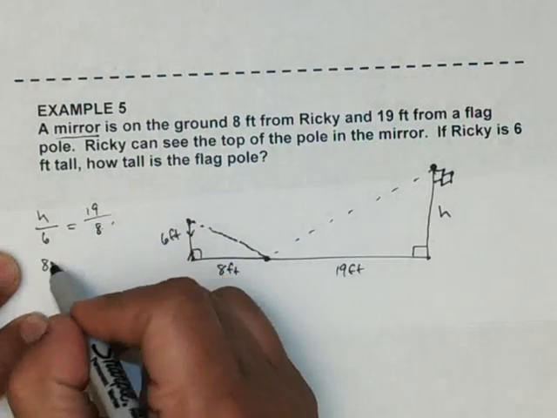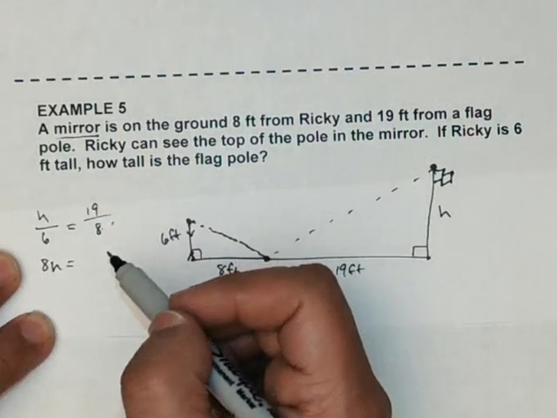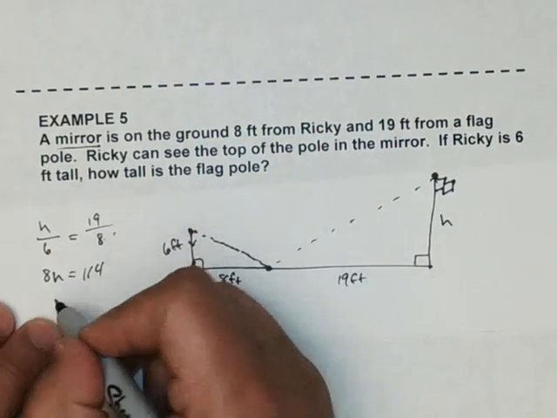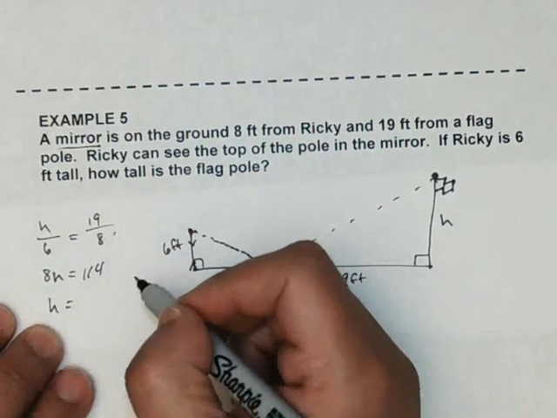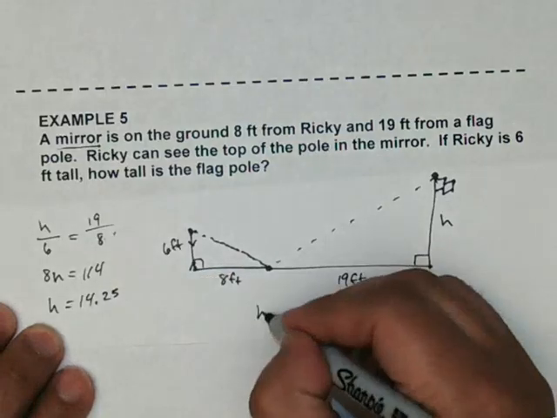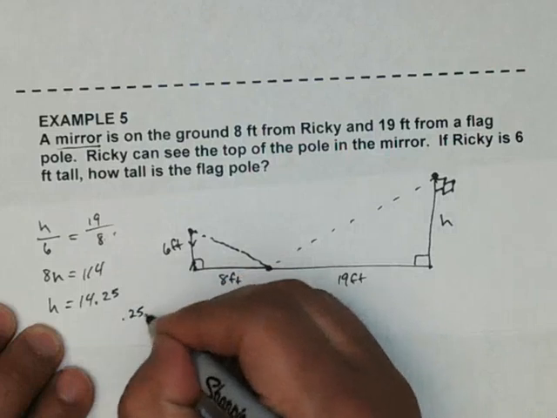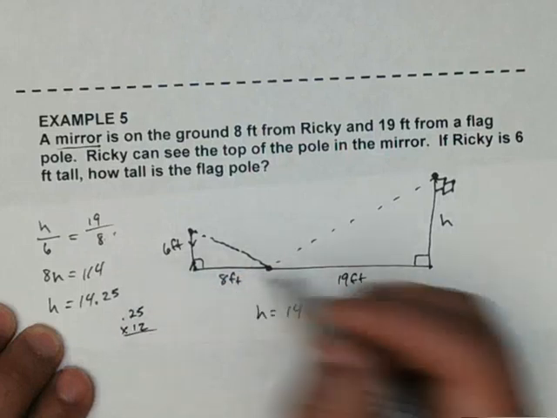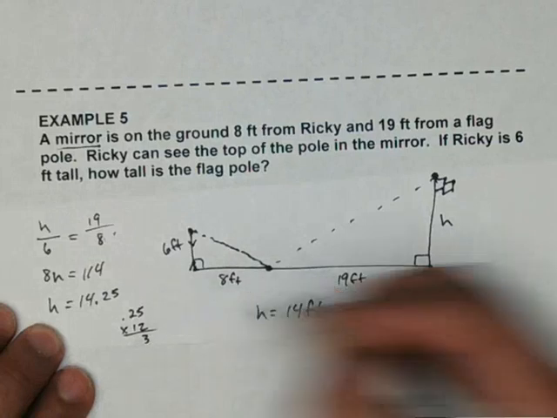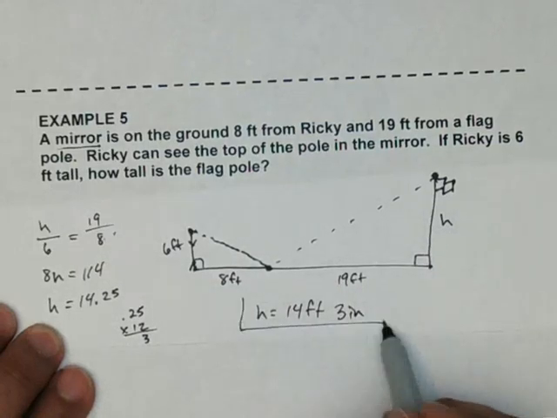Cross multiplying, 8h is going to be equal to 114. If I divide by 8, that's going to give me 14.25. So again, the height is equal to 14 feet. And I want to take that 0.25 multiplied by 12, and that ends up giving me 3 inches. So the height of the flagpole is 14 feet 3 inches.